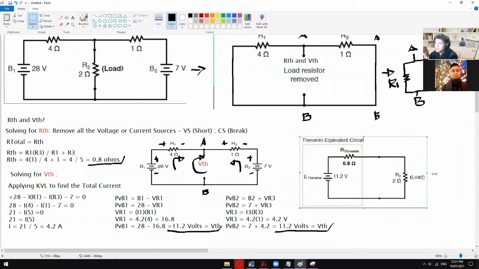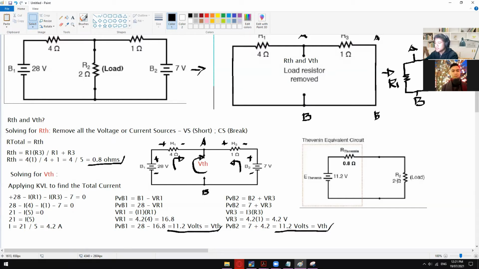Just take note that there is no other implementation of the Thevenin equivalent circuit other than this one. This is the default circuit that you have to use. The positioning of your E Thevenin is on this side, and then the positioning of your R Thevenin is on this side, or the upper left, and then your R load is always on the right side, which is this one.